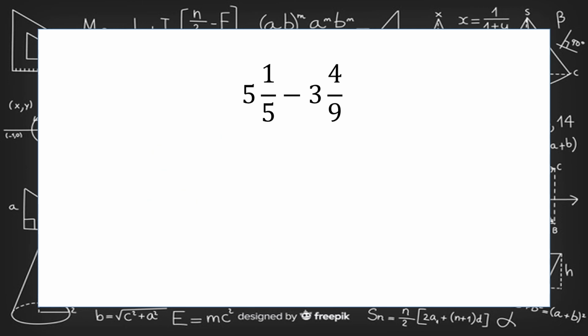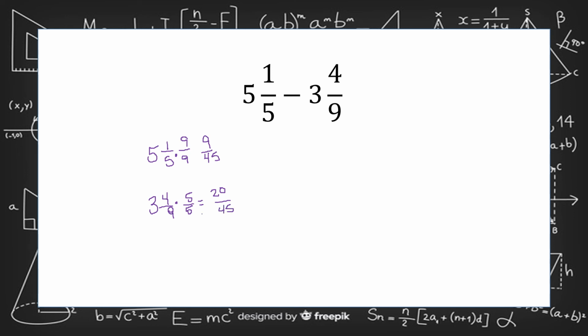Okay, 5 1/5 minus 3 4/9. So I'm going to write these over here as 5 1/5 and 3 4/9. The common denominator is going to be 45. So 5, you're going to have to multiply by 9 over 9. And 9, I'm going to have to multiply by 5. So 4 times 5 is 20. 9 times 5 is 45.